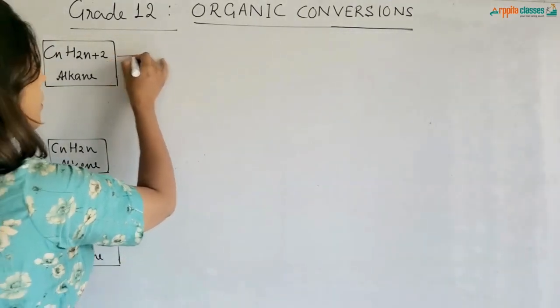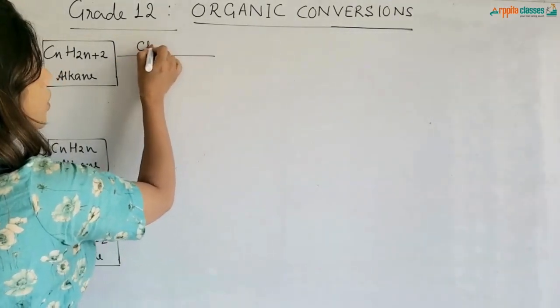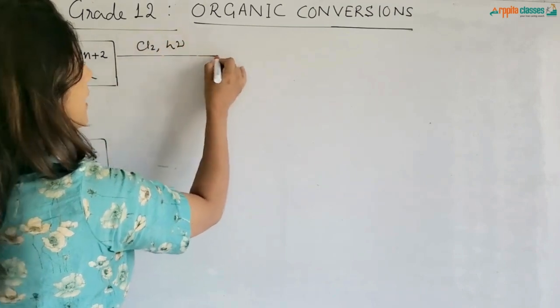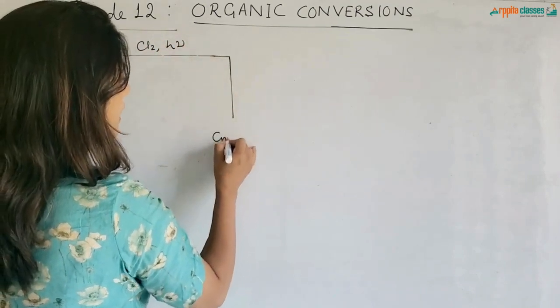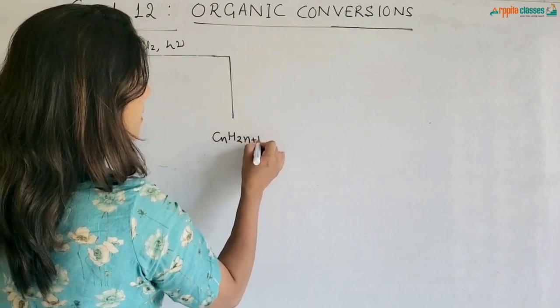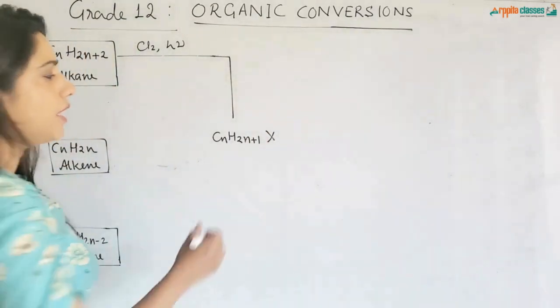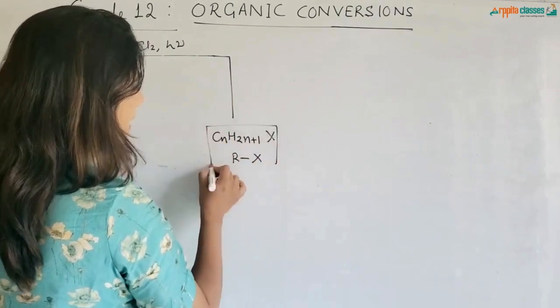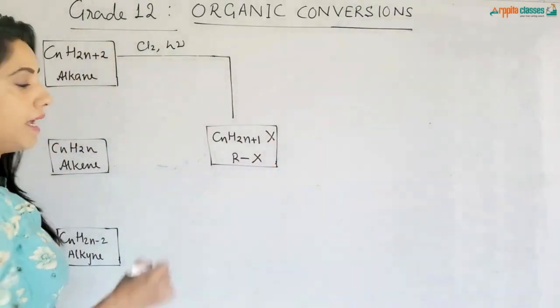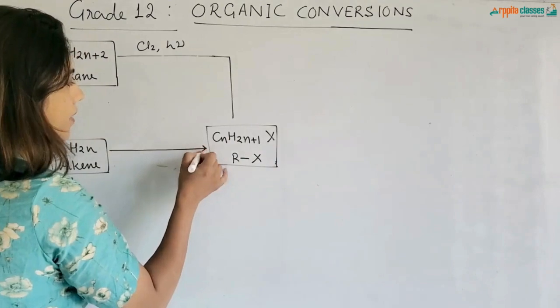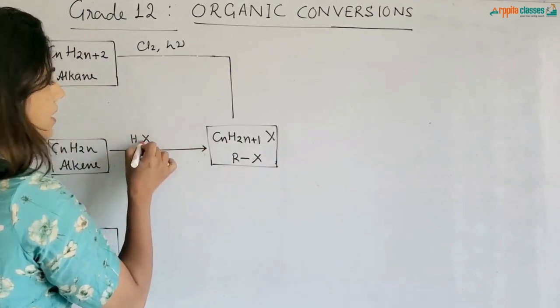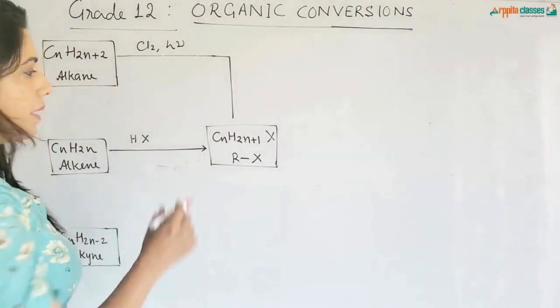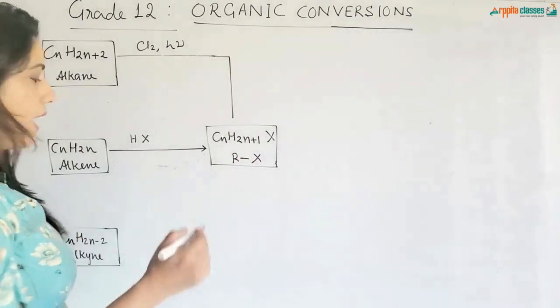Alkane to haloalkane, we did it with chlorine in presence of sunlight. So it will convert into haloalkane CnH2n+1X. The general formula for haloalkane is RX. So this is how alkane can be converted to haloalkane. Alkene to haloalkane, we will just add HX. The addition reaction will take place and alkene will be converted into haloalkane.